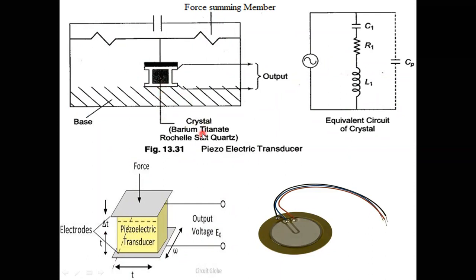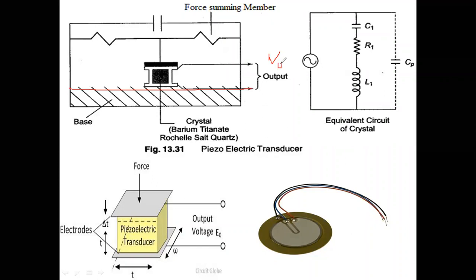This is made up of barium titanate, Rochelle salt, quartz crystal. Here, this is the base. Actually it should be like this. This is the base for this material. From these two terminals I am going to acquire the output voltage.